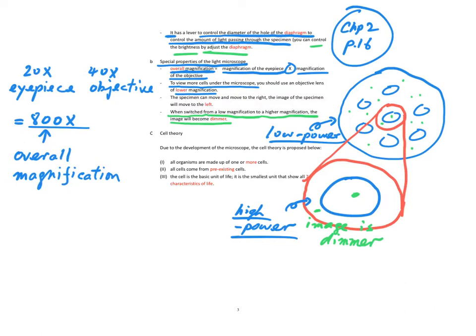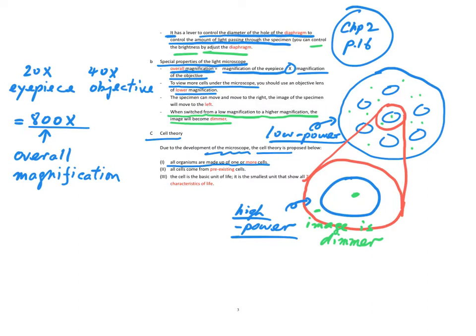Now we will move to talk about cell theory. Due to the development of the microscope that we have just been talking about, the cell theory is proposed as below. There are 3 basic statements in the cell theory. Number 1, all organisms are made up of 1 or more cells. You can regard this as a fact.